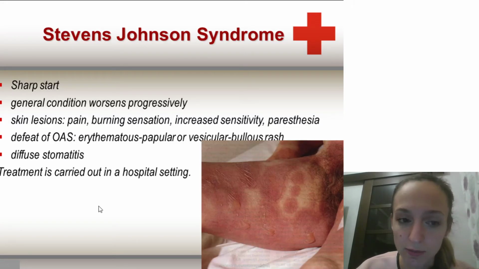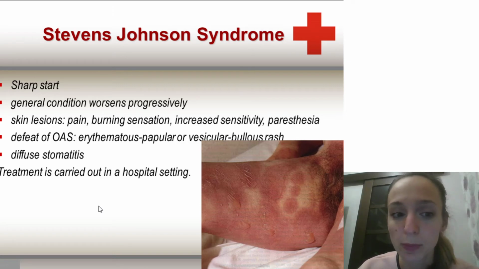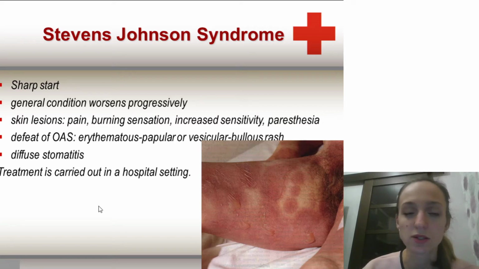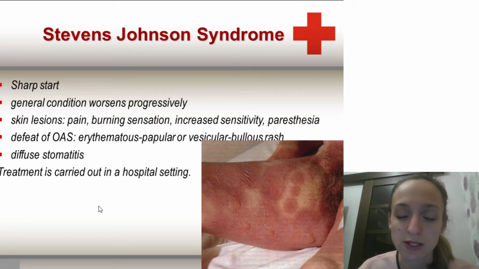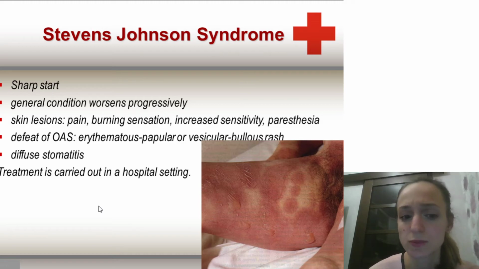Sharp start. General condition worsens progressively. Skin lesions, it is pain, burning sensation, it is paresthesia, increased sensitivity. So, erythematous papules or vesicular bullous rash, and diffuse stomatitis. Also, treatment is carried out in a hospital setting.